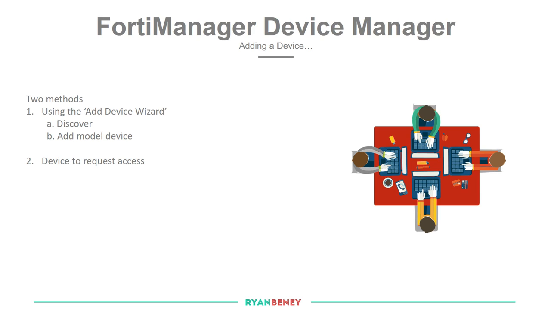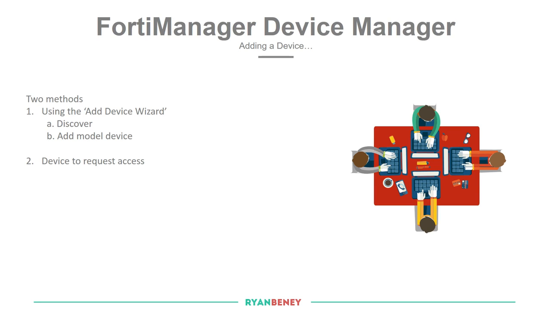So there are two main methods. There is using the device wizard itself, and within that wizard there are two subsections. One is called discover, which allows you to pop in an IP address and go off and query that device and bring back the information required to import the device into the device manager.